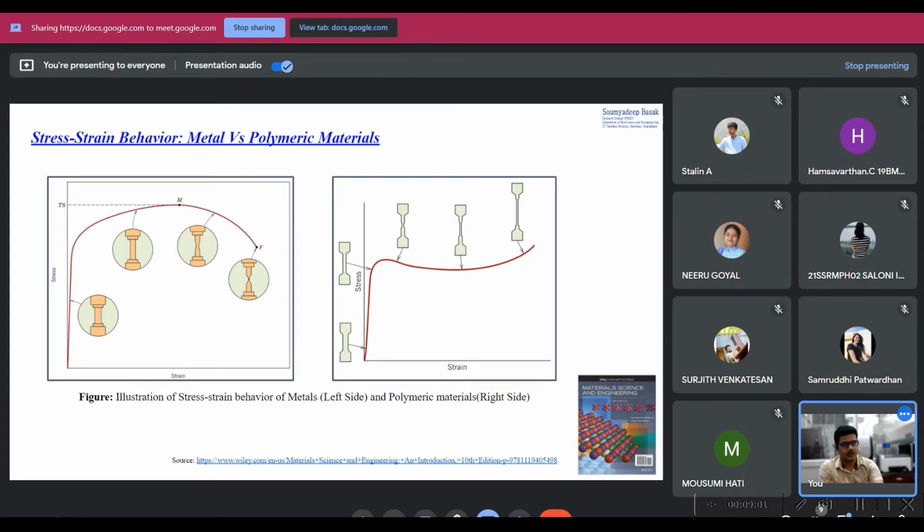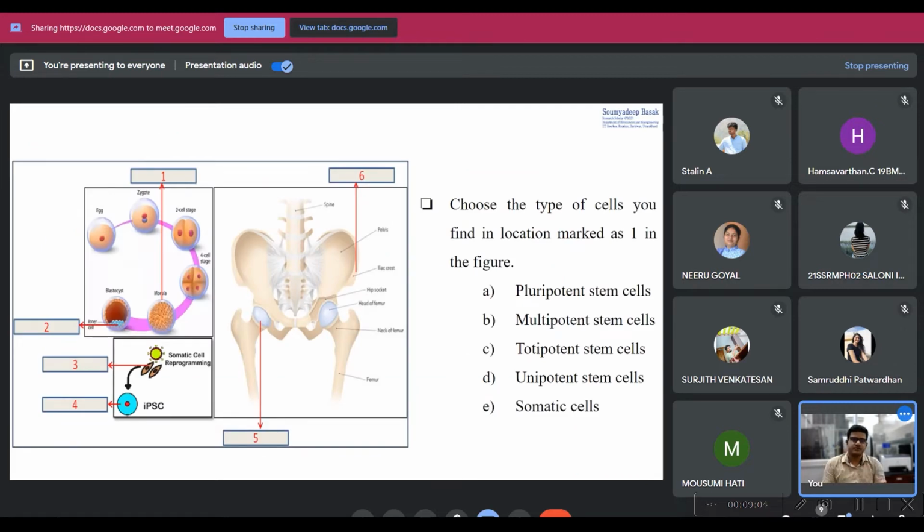Right? Okay. So to start with, I have this image. It is a question set, like a 4 or 5 question set based on this image only. Identify the type of stem cells that are being represented in this image. For example, question 1 here says: choose the type of cells you find in the location marked as 1 in the figure. Options are pluripotent stem cells, multipotent stem cells, totipotent stem cells, unipotent stem cells, and somatic cells.